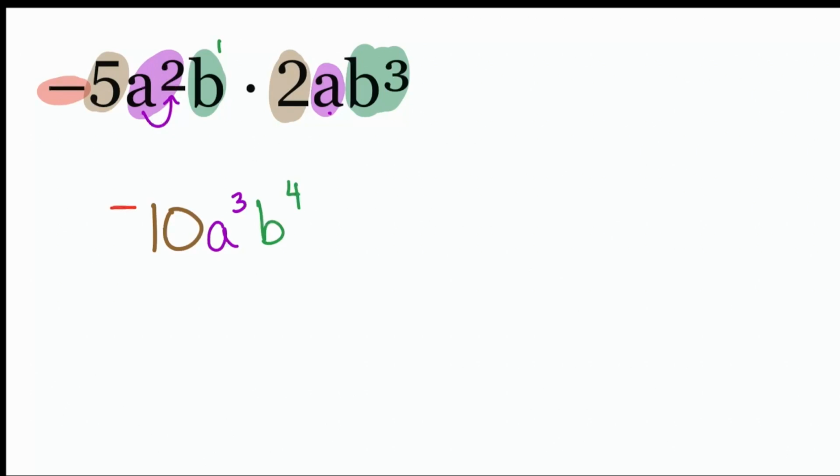We're not supposed to. It's only the same variables that can be multiplied together. The rest can just be attached at the end. So one more time, I see some folks asking, hey, why is it a to the power of 3? Why is it b to the power of 4? Well, let's go back to our rules here.